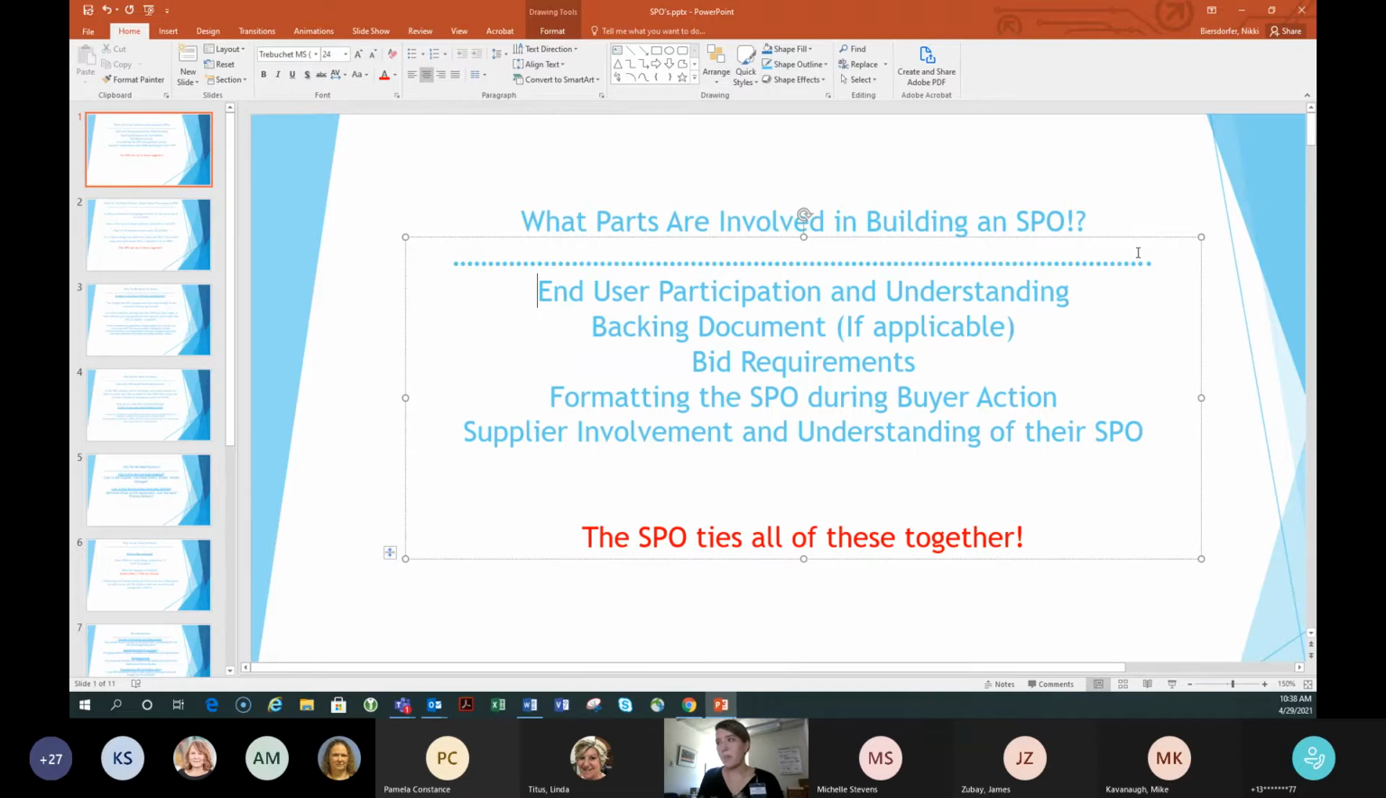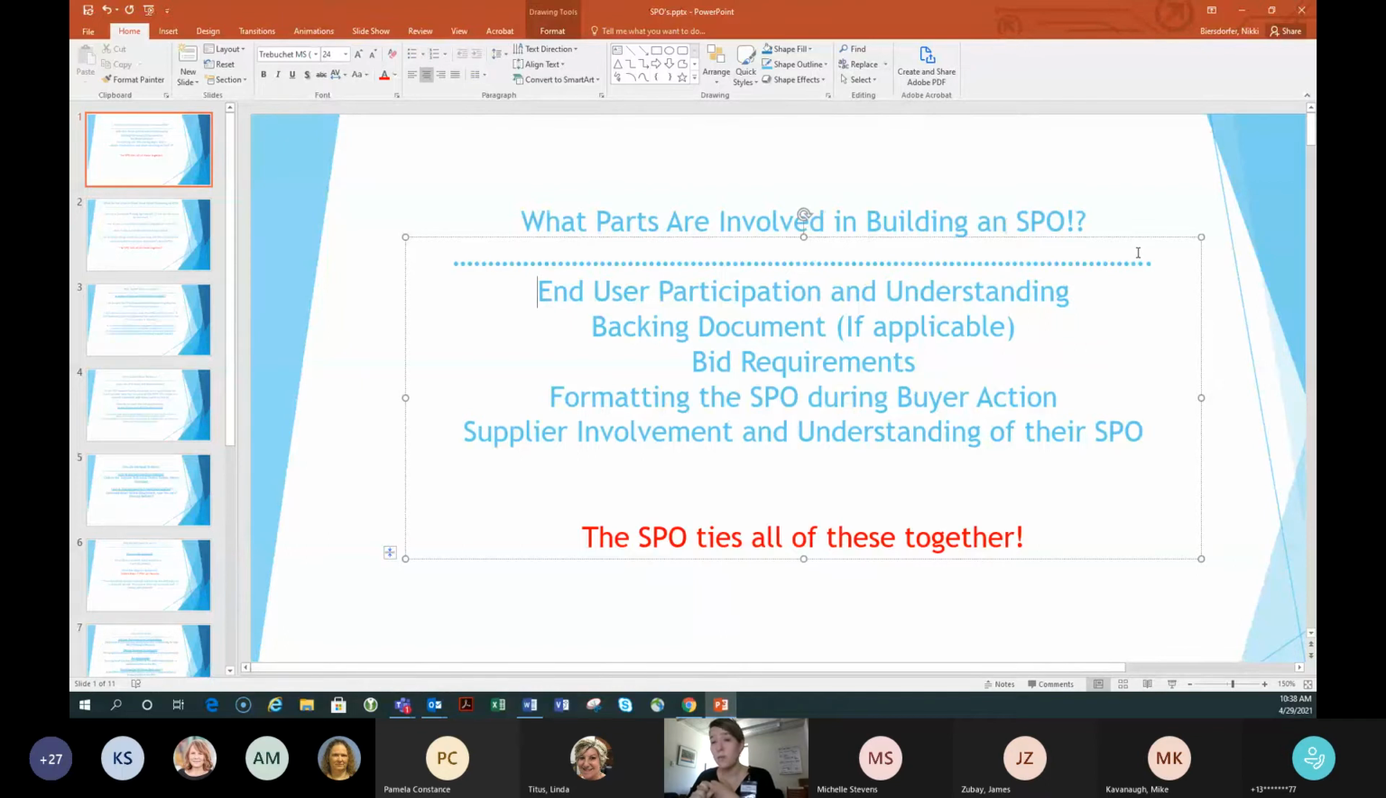The last one is supplier involvement and their understanding of the SPO, right? Do they know that this is going to be their PO for the length of their contract? Do they know they can invoice against it multiple times? How should they invoice against it multiple times? Is there a line per month? Is it a bulk dollar? Is it outlining the costs? So they need to know what lines to bill against.